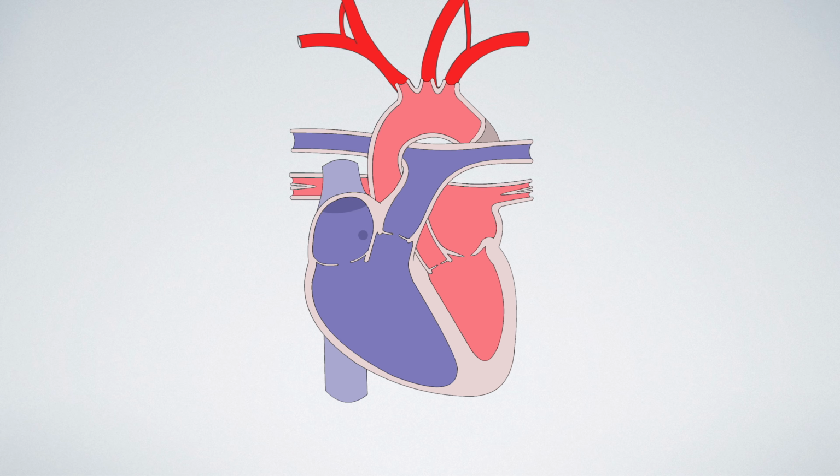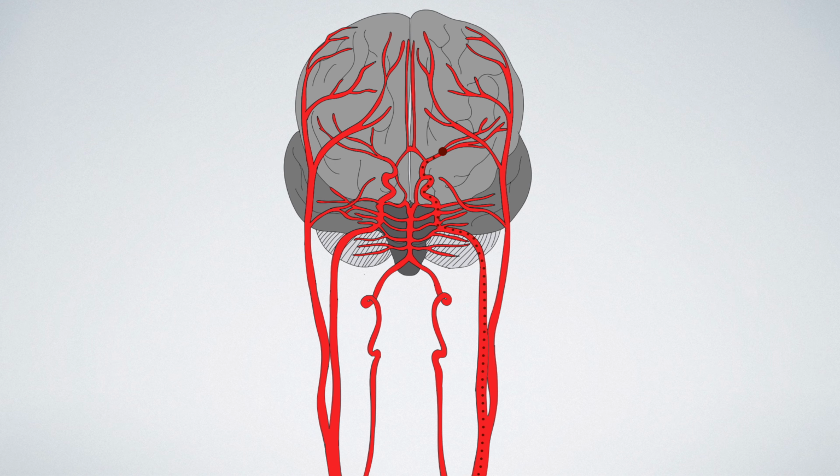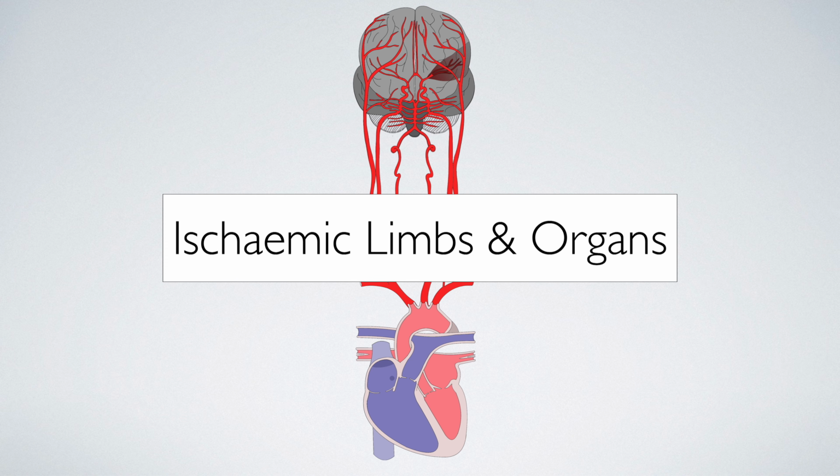This can embolize, moving through the circulatory system and block arteries. In this case, you can see ischemic stroke, but embolic disease such as this can also produce ischemia in the limbs and internal organs, such as the bowel.